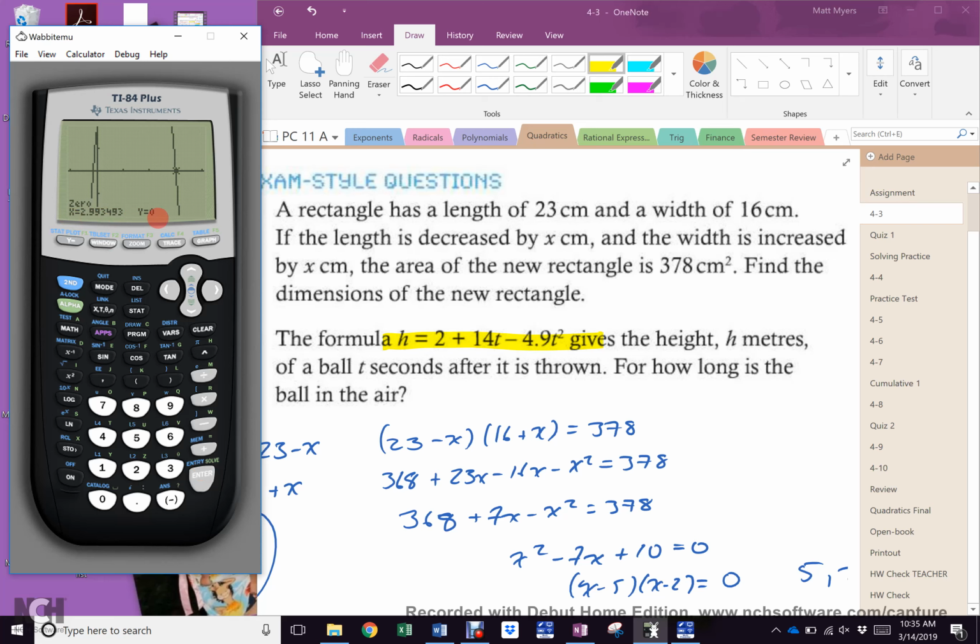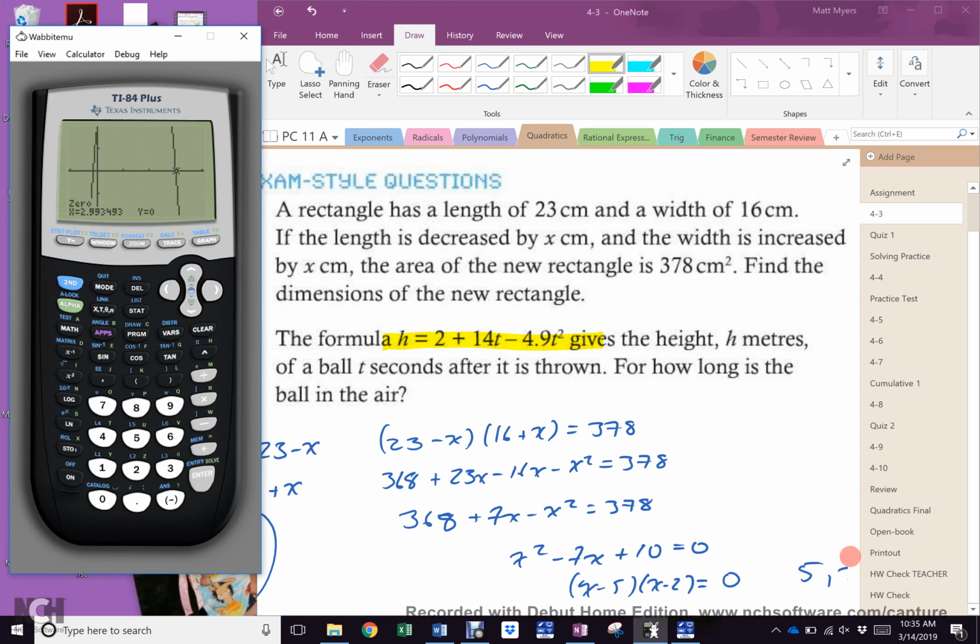How long was the ball in the air? 2.99 seconds. Everybody understand? Is everybody cool? Everyone's cool? Okay, now let's stop for a minute.